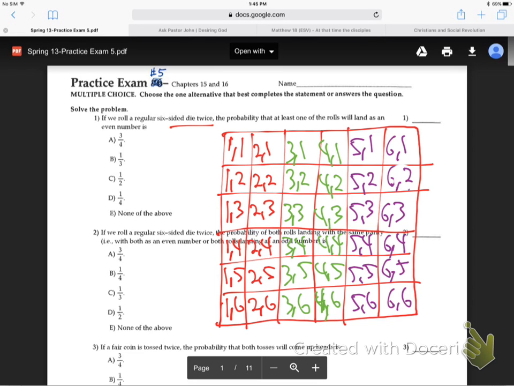So I'll give you a hint. The bottom's 36, right? Because that's the total number of things that can happen when you roll a die twice or 2 dice at once, whatever, same thing. Out of the 36 different boxes there, how many fit their condition? At least one of them's even, right? At least one is even.